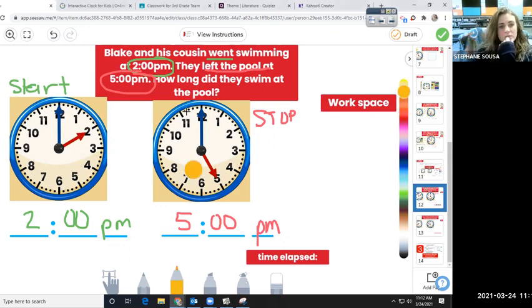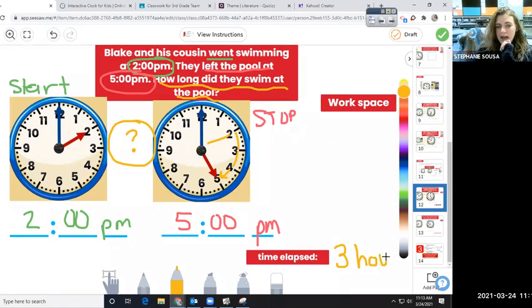How long did they swim at the pool? This is the yellow, that kind of slowdown that we're trying to figure out. How much time is in between these? Okay. Now, here's what I notice. Look at my minute hand. It stays the same. My hour hand is the only one that moves. It was at the 2, and look what it did. It moved 1, 2, 3 hours. Okay. So how long were they at the pool? The time elapsed is 3 hours.